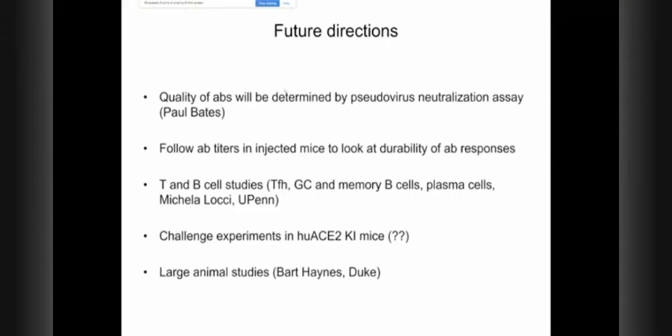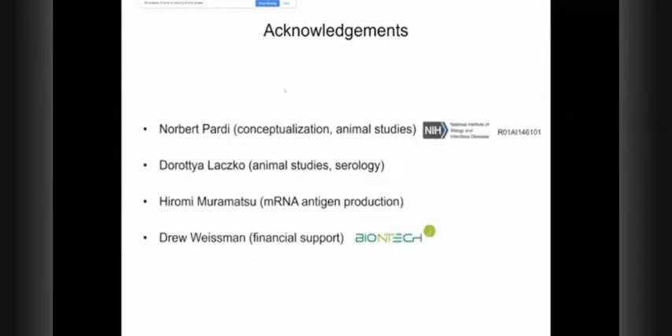And in a week or two, we will start some large animal studies with Bart Haynes from Duke University. We've been working with Bart for a long time, primarily on the development of HIV vaccines. So basically, this is what I could show you, and this is just a small team of people who generated the data I showed you. And we plan to expand, and Paul Bates is included in the new studies, Michela in some more basic science studies, and I'm happy to expand and start collaborations with multiple people.